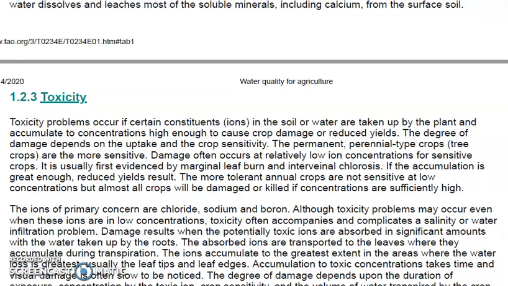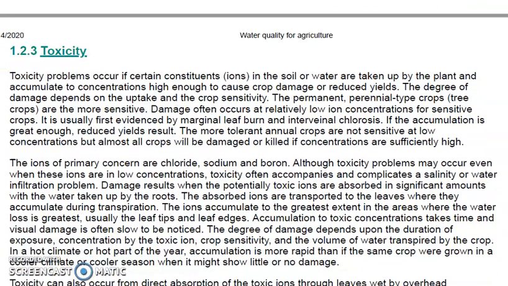Toxicity: 3 parameters are included in FAO to explain water toxicity. These 3 parameters are sodium, chloride, and boron. Although boron is considered a trace micronutrient, a high concentration of boron causes plant toxicity.